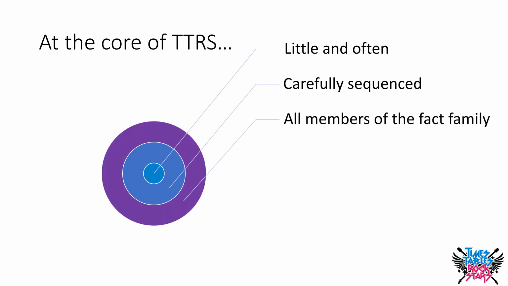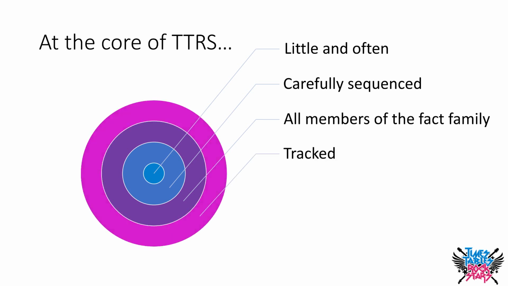And we like to include all members of the family, and by that I mean inverting the order of multiplication questions so that we're practicing 2 times 5 and 5 times 2 when we're practicing the 2's or the 5's, and also all the related division facts, including things like 10 divided by 5 and 10 divided by 2 when we're practicing the 2's and all the 5's.